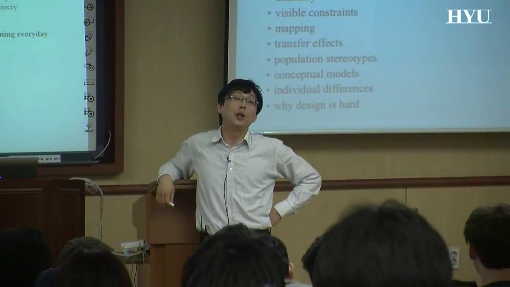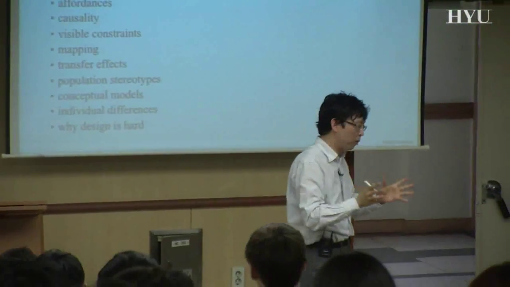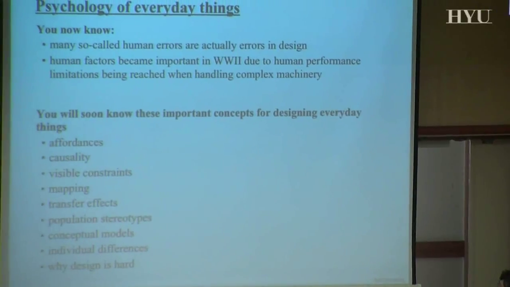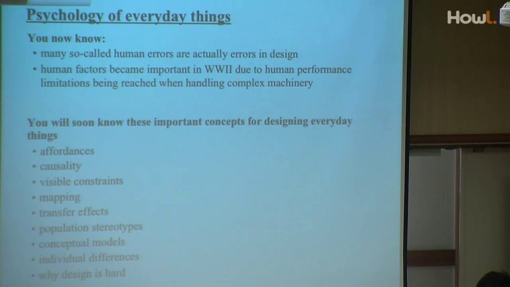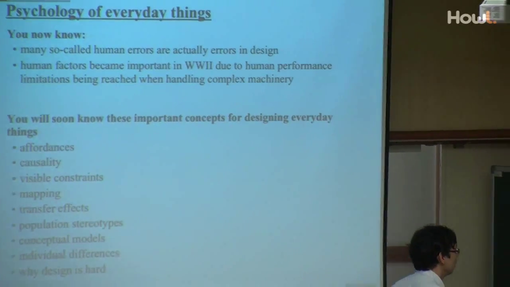Right, the book includes this slide. The major summary, the overall summary of this book, is that many human errors are not from your limitation or your problem, it's a design problem. Okay, second thing is, human factors has been very important since World War II because of human performance limitation, in particular handling complex machines, complex systems. Okay?